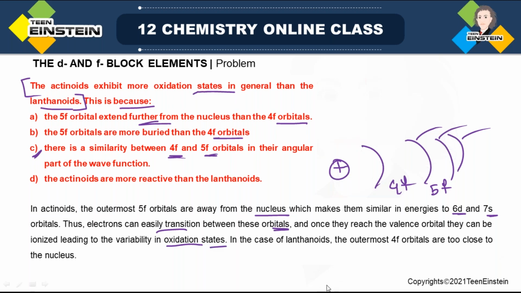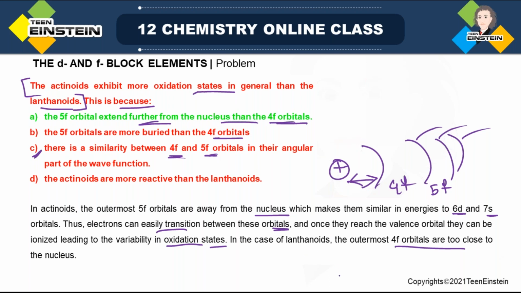But what we know is that these 5f, 6d, 7s, their energies are very close to each other, so we can remove electrons very easily, right? So in the case of lanthanides, the outermost 4f orbitals are too close to the nucleus. Distance is less. So that is the reason actinides are showing a higher number of variable oxidation states, because the first statement is saying 5f orbitals extend further from the nucleus compared to 4f.